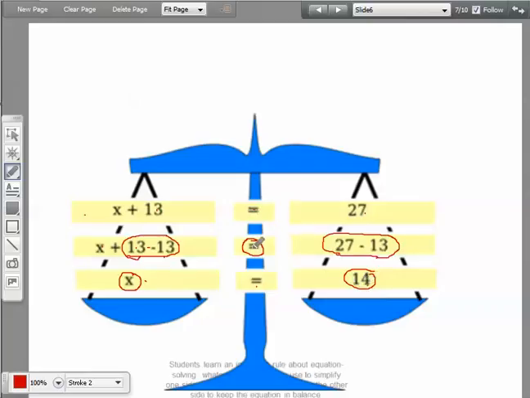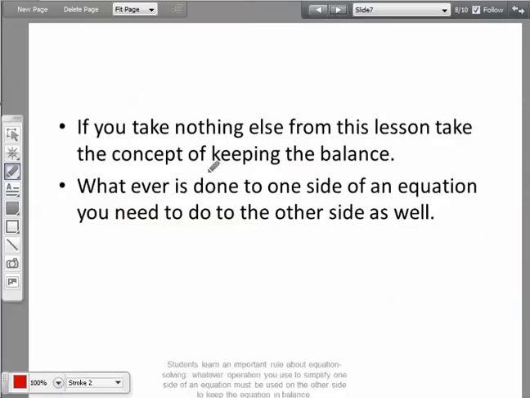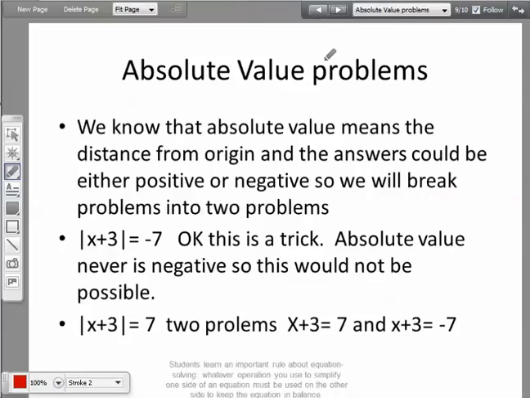Notice how this equal sign is on the center line in this balance here, right? So if you take nothing else from this lesson, take the concept of keeping things balanced: whatever is done to one side of an equation, you need to do to the other side as well. That is the important part of this lesson. Make certain you take that away from here because you want to keep them balanced at all times.